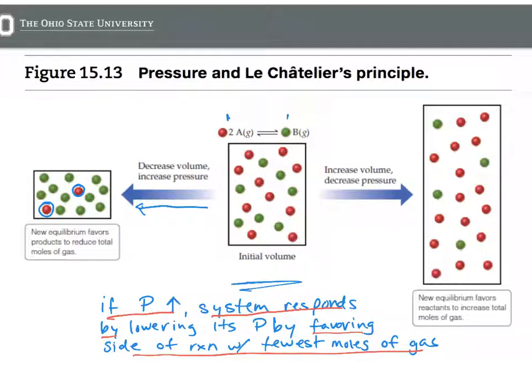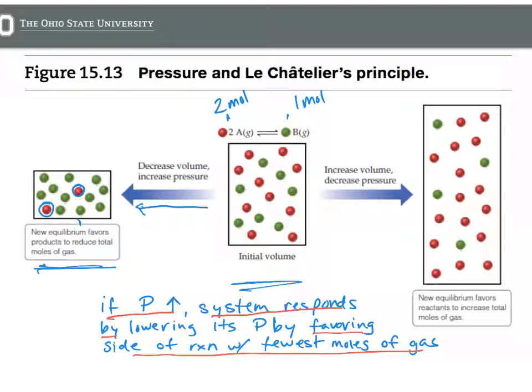So in this example reaction, we have 2 moles of gas on our reactant side and 1 mole of gas on the product side. All right. So when we decrease the volume of the system, like we do to the left side, we end up forming more product. And that's simply because that has the side with the fewest moles of gas.